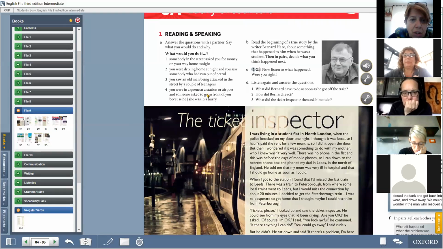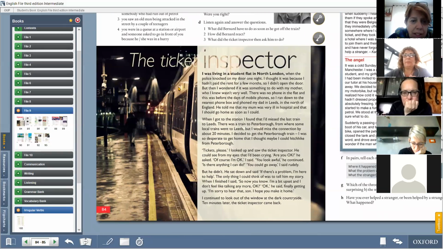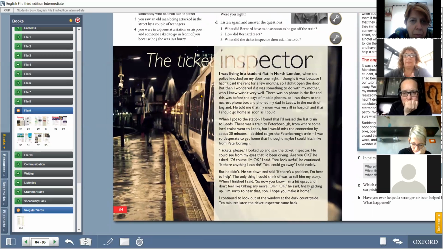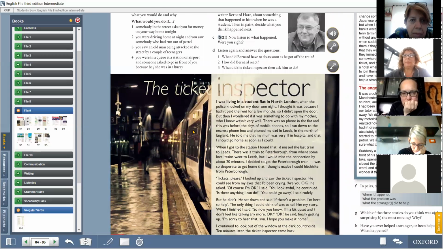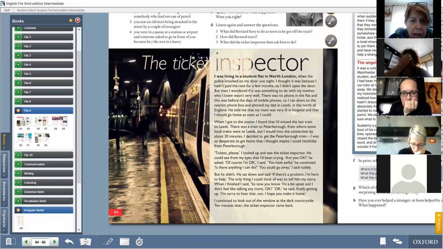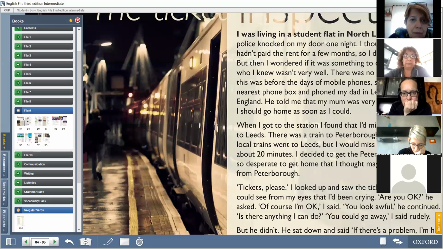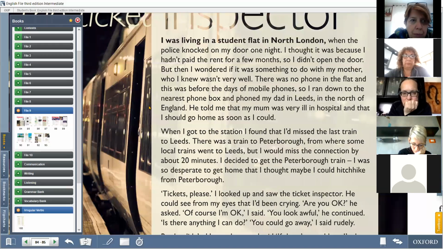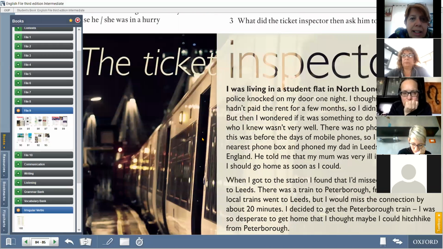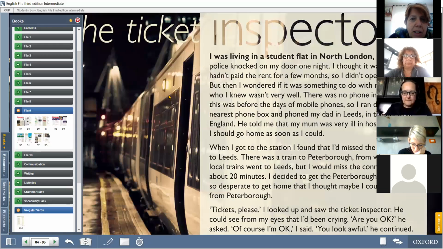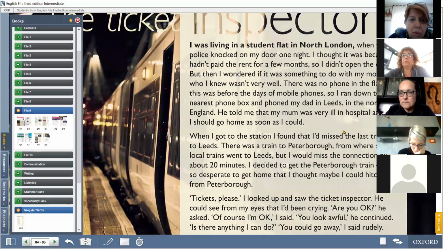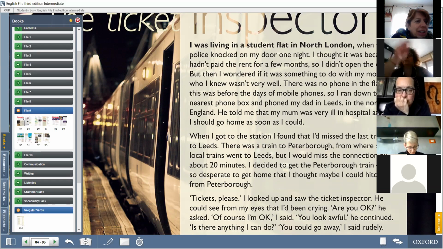Let's go into this reading. Okay. And we read the first part of the story, The Ticket Inspector. And you read one paragraph each, the usual order that I see here: Anna, Elisabetta, Maila, and Carla.